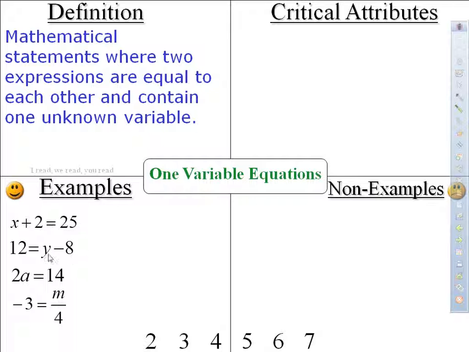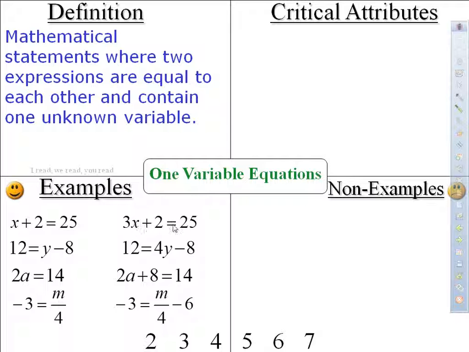Okay? So the examples that I give you for one variable equations are these. x plus 2 equals 25, 12 equals y minus 8, 2a equals 14, and negative 3 equals m over 4. Some more examples: 3x plus 2 equals 25, 12 equals 4y minus 8, 2a plus 8 equals 14, and negative 3 equals m over 4 minus 6.